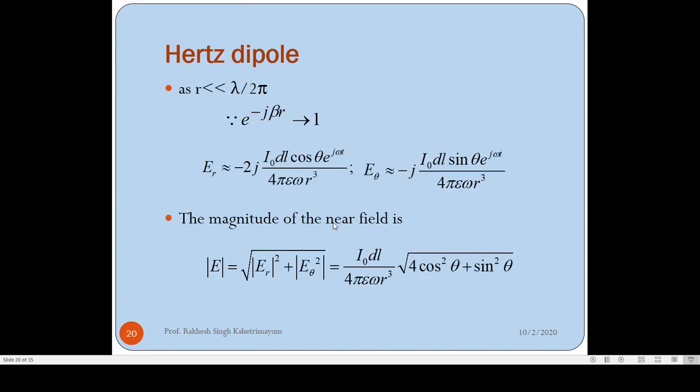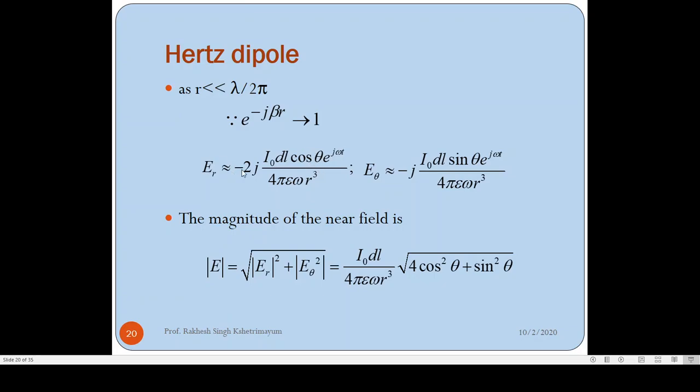Electrostatic fields dominate. You can find the approximate value of the electric field when r is very much less than lambda by 2 pi. When r is a very small number, exponential minus j beta r will tend to 1. So we can simplify the expression for the approximate values of Er and E theta, which have components of 1 by r cube.